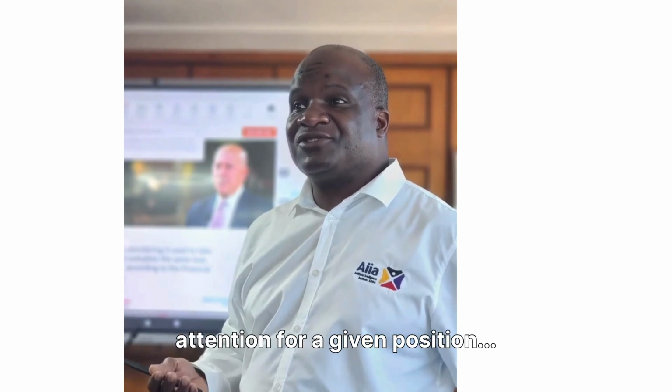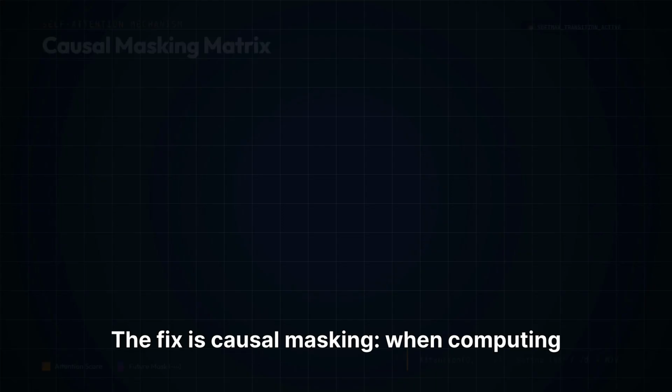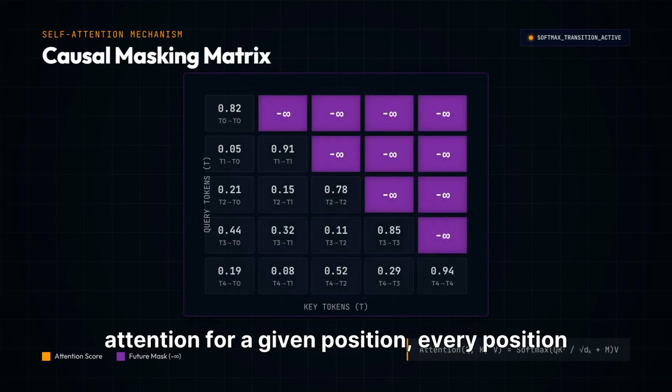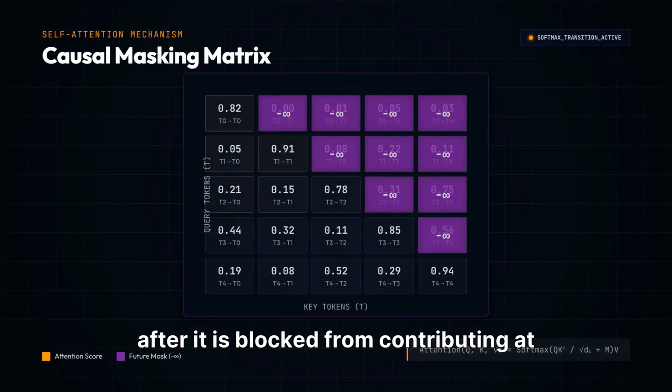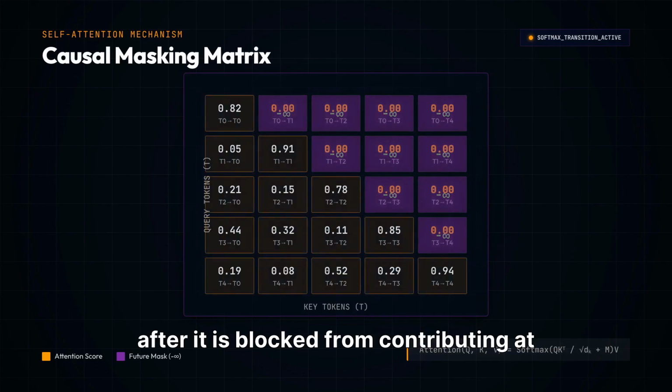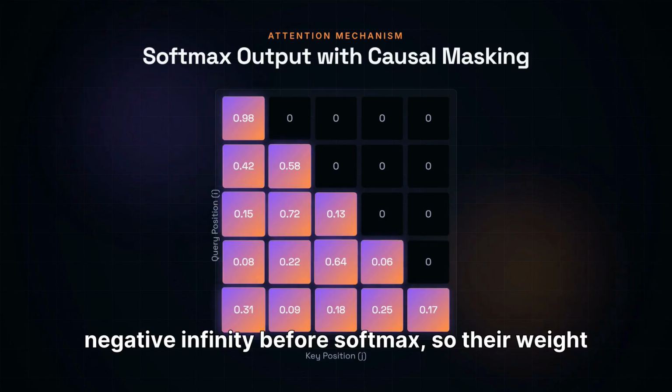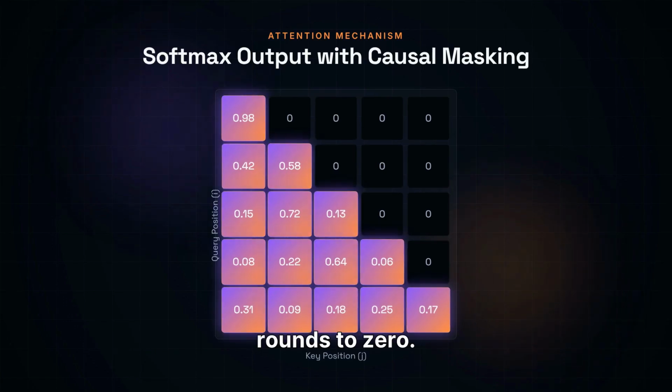When computing attention for a given position, every position after it is blocked from contributing at all, typically by forcing their match strengths to negative infinity before softmax so their weight rounds to 0.